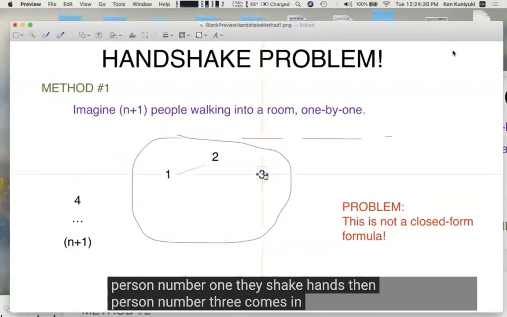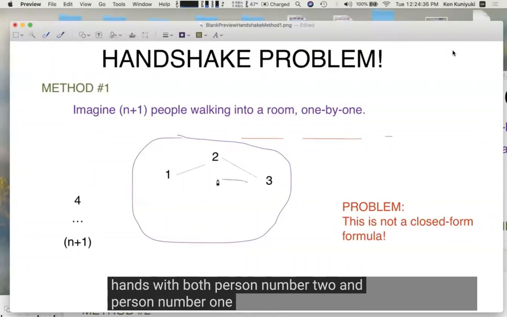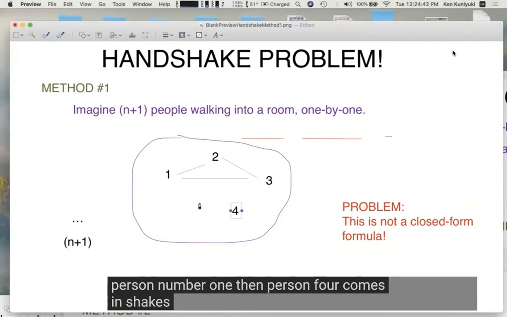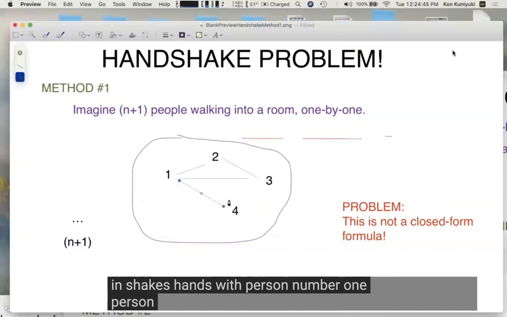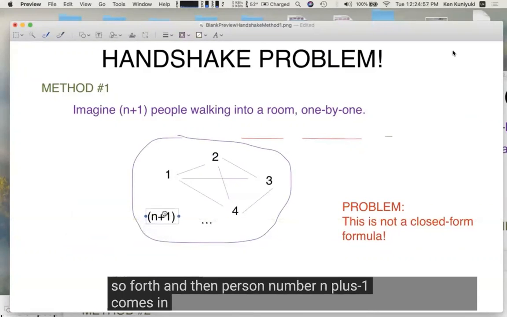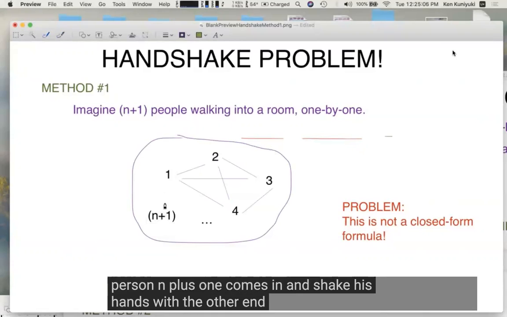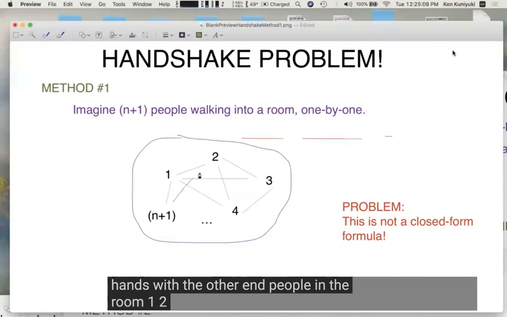Then person number 3 comes in, shakes hands with both person number 2 and person number 1. Then person 4 comes in, shakes hands with person number 1, person number 2, person number 3. And so on and so forth. And then person number n+1 comes in. You can imagine them wearing jerseys with the number on them, right? Person n+1 comes in and shakes hands with the other n people in the room. 1, 2, 3, 4, and so forth.